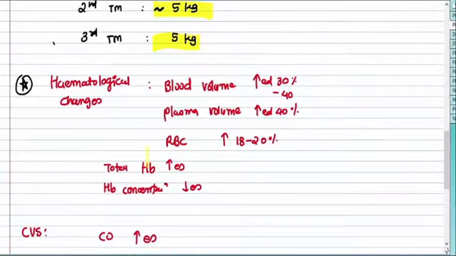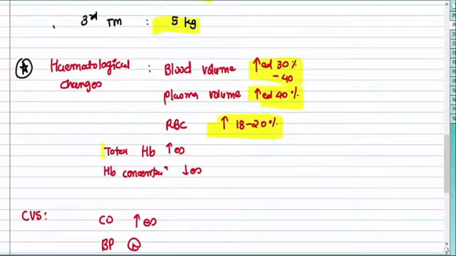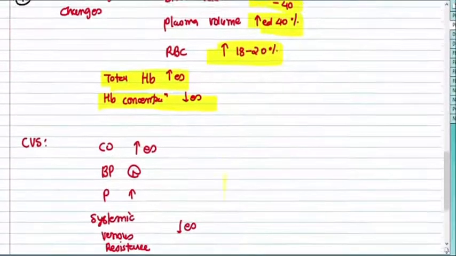Now, important hematological changes are: blood volume increases by 30 to 40%, plasma volume increases by 40% and sometimes even 50%, while the RBC volume increases by 18 to 20%. Total hemoglobin of the body increases, but hemoglobin concentration is decreased, so we can sometimes find the hemoglobin level in pregnancy decreased.